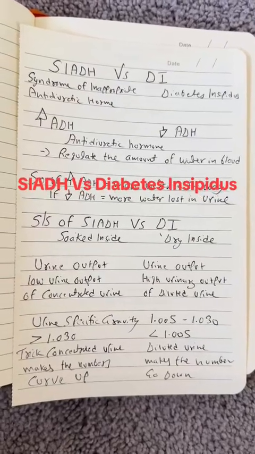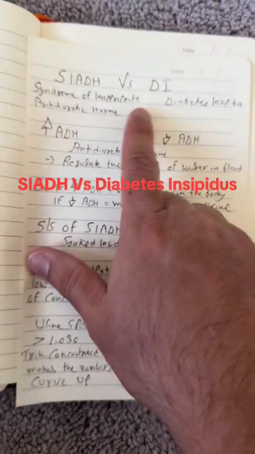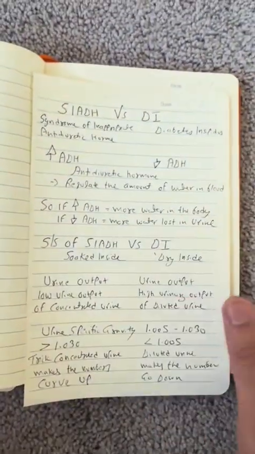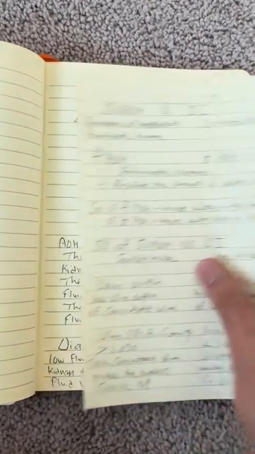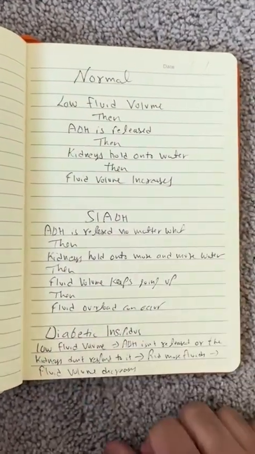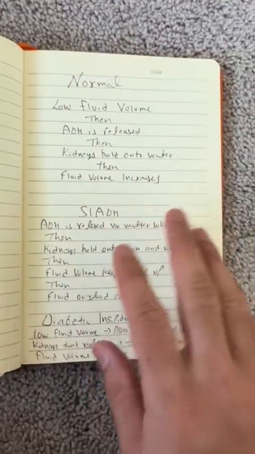So if you are studying for your NCLEX exam, you must know about SIADH versus diabetes insipidus. They test you with a lot of questions from this section. In order to understand, you must first understand this section. So let's go over it. If you can understand this section, that's going to make it easy to understand the other sections.